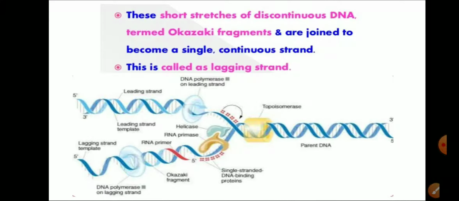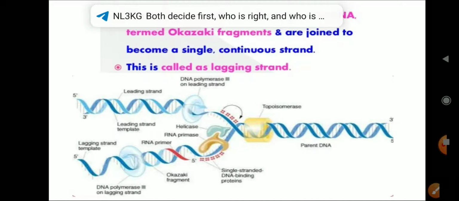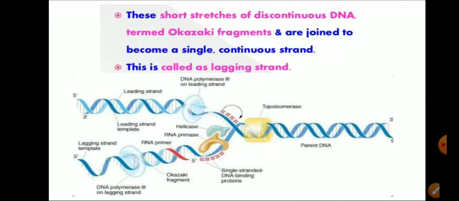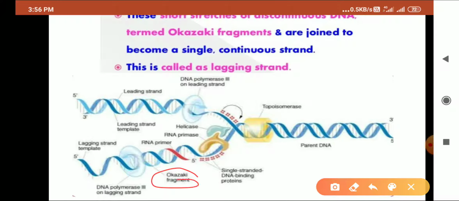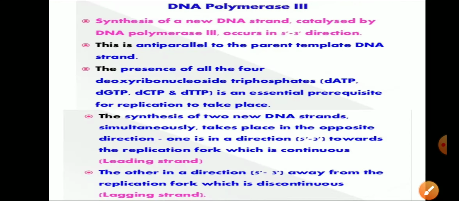The short stretches of discontinuous DNA fragments are known as Okazaki fragments, and these Okazaki fragments are joined to form a single continuous strand. So this is known as a lagging strand. Here we have the Okazaki fragments. These are shown here, and these Okazaki fragments are joined by the enzyme DNA ligase. Here we have DNA polymerase 3.